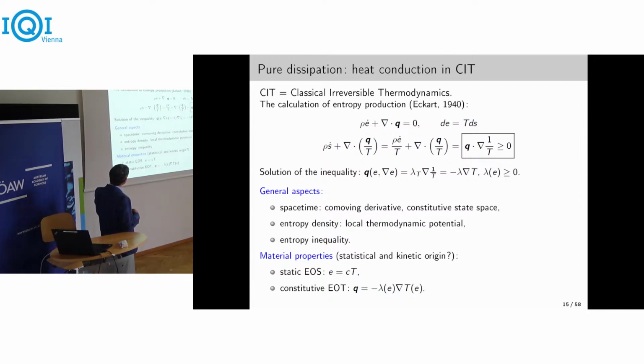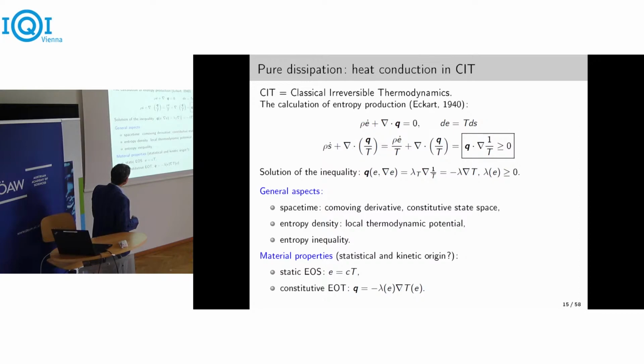And what we need to observe here is that there are some general aspects in this derivation, like the space-time, the comoving derivative, and the use of the constitutive state space. I mean, the dependence of Q is expected. And also we introduce entropy density, and the entropy inequality itself is a general aspect, if you really agree that it is used as a fundamental assumption or fundamental postulate.